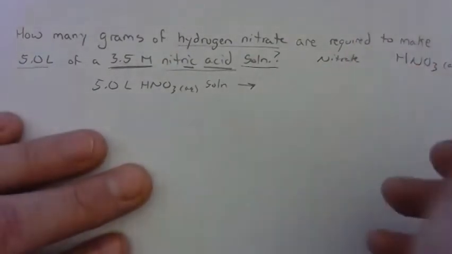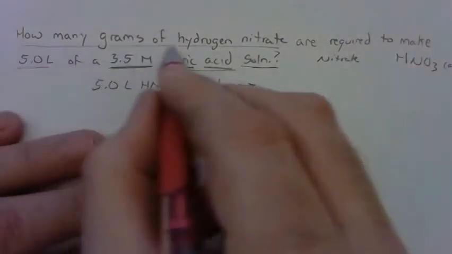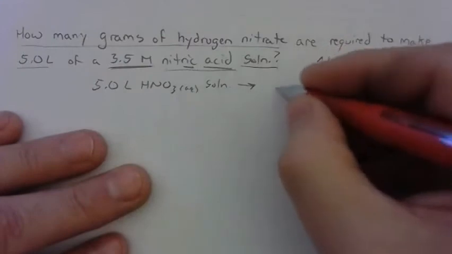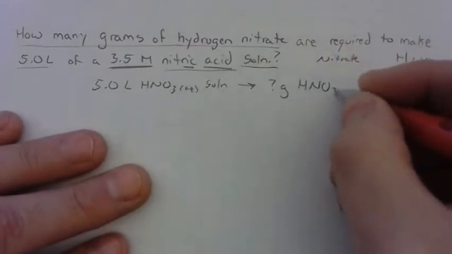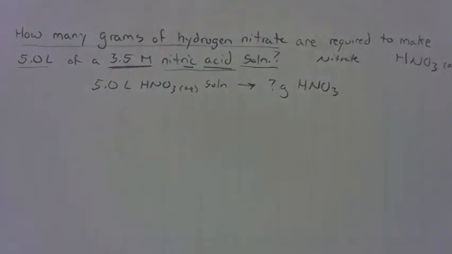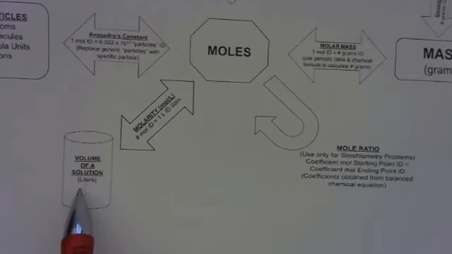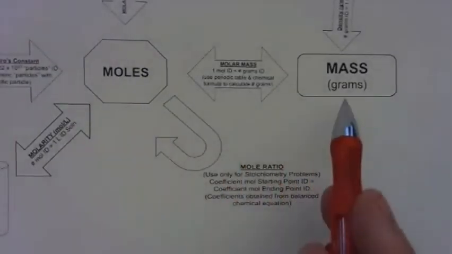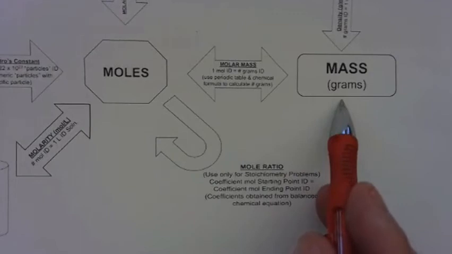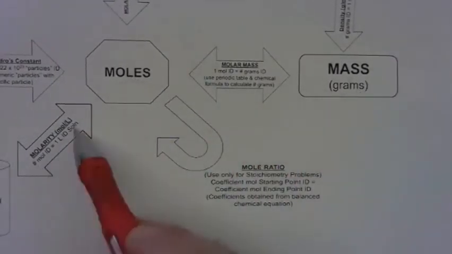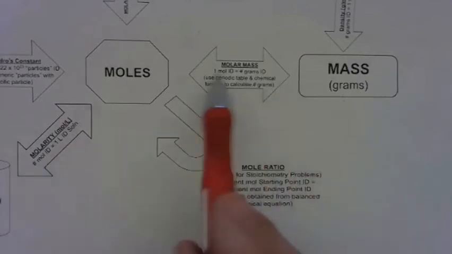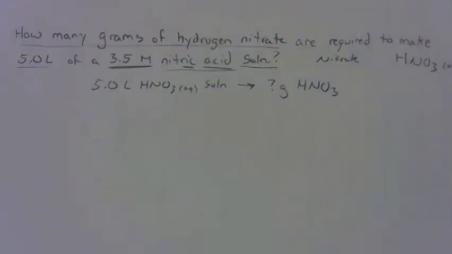And the end point is it's asking how many grams of hydrogen nitrate. So unknown number of grams of HNO3 are going to be required for that. So my starting point is over here on volume of a solution in liters. My end point is over here in mass in grams. I'm doing 2 jumps, so I need both the molarity as well as the molar mass of hydrogen nitrate.